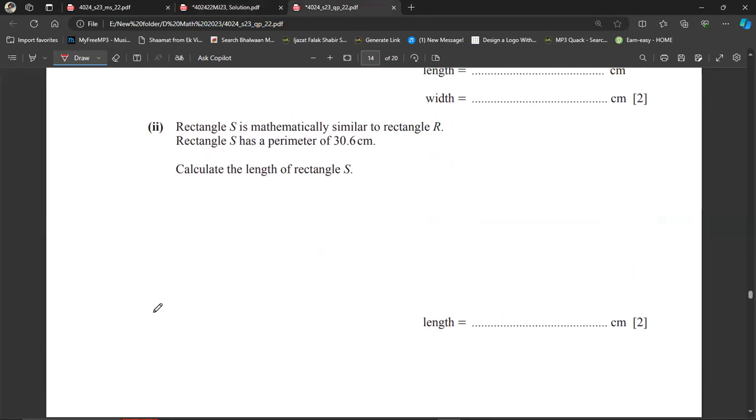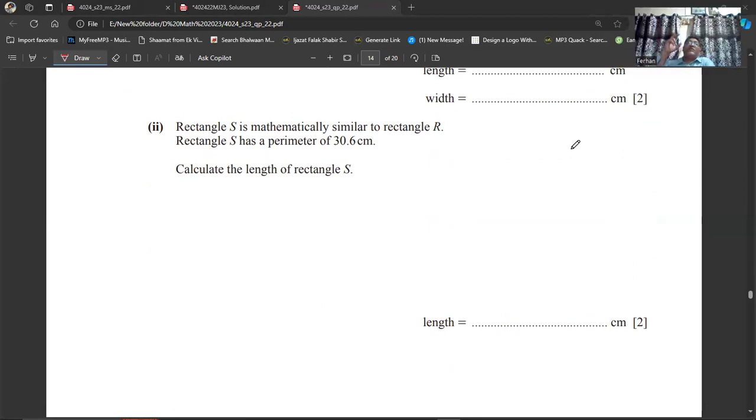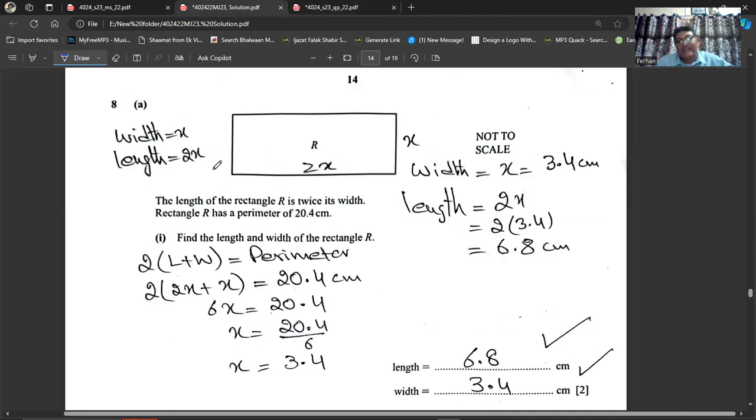Question number 8 and its B part. He says the rectangle S is mathematically similar to the rectangle R. Rectangle S has a perimeter of 30.6 centimeter. Calculate the length of the rectangle S. You see, rectangle R and rectangle S, they both are similar to each other. So because both the rectangles are similar, what will happen? The ratio between their perimeters, because the perimeter is a length, will be equal to the ratio between their lengths, because they are similar to each other.